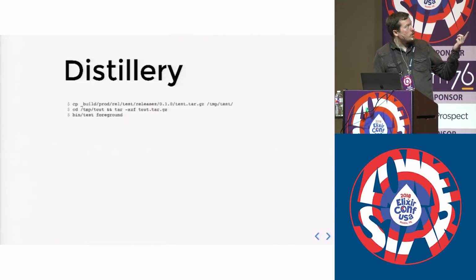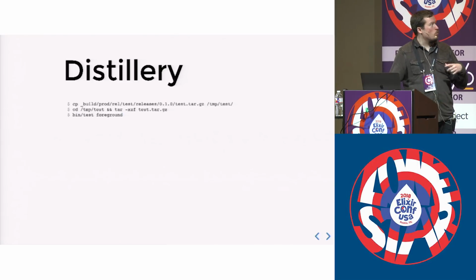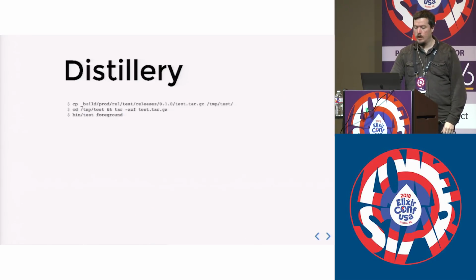And this is all that's really required for deployment. It's probably hard to read, too small, but you copy the tarball to wherever. In this case, I'm just copying it to temp, and then you untar it and just run the foreground task on the bin script that's in there. That's it. Your application's running.